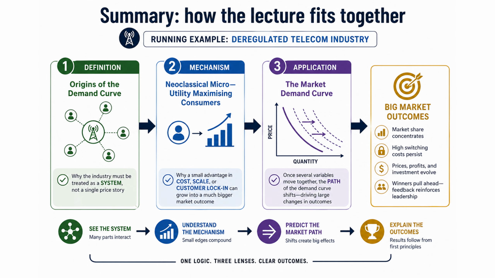Return to the deregulated telecom example. Origins of the demand curve explains why the industry has to be treated as a system rather than a single price story. Neoclassical micro-utility maximizing consumers explains why a small advantage in cost, scale, or customer lock-in can grow into a much bigger market outcome. The market demand curve adds the point that once several variables move together, the path of the industry becomes much harder to predict in a simple equilibrium model.